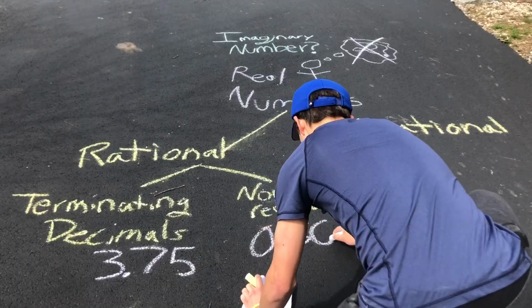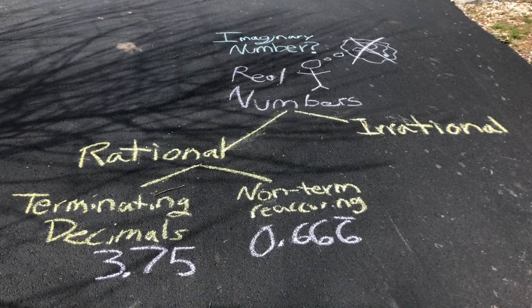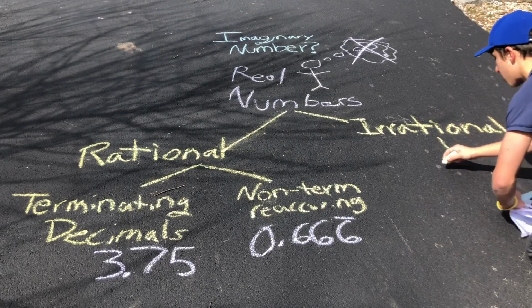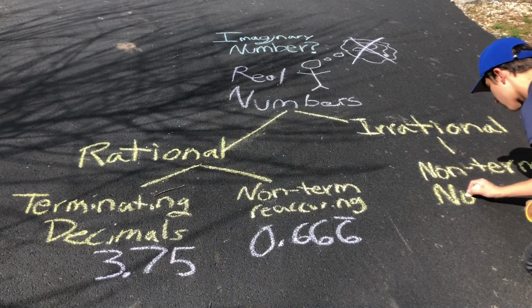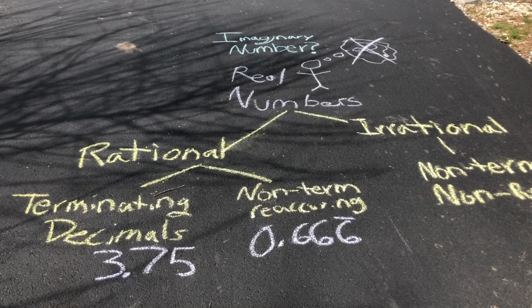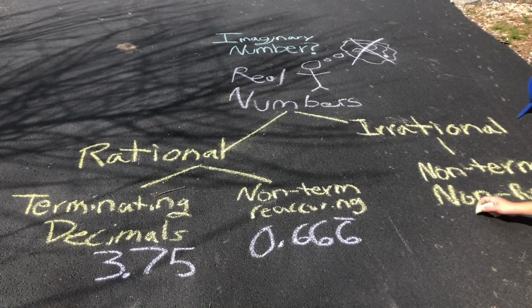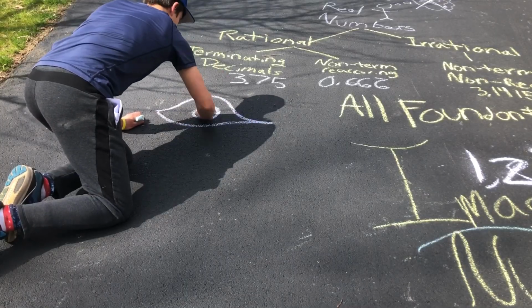number is. A real number can be broken up into two groups, rational and irrational. The rational side includes terminating decimals like 3.75, and non-terminating recurring decimals like 0.66 repeating. The irrational side includes non-terminating, non-repeating decimals, such as pi, 3.14159. Now that we have these real numbers reviewed, let's go over what makes an imaginary number.